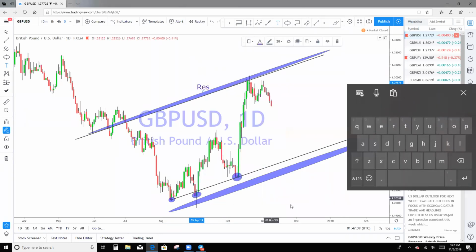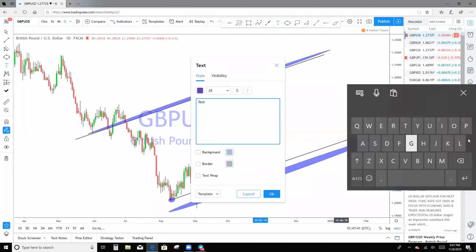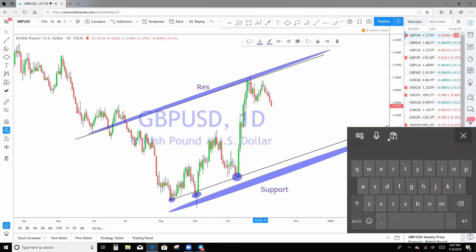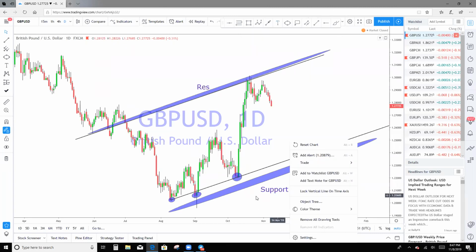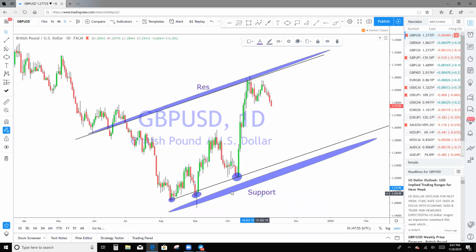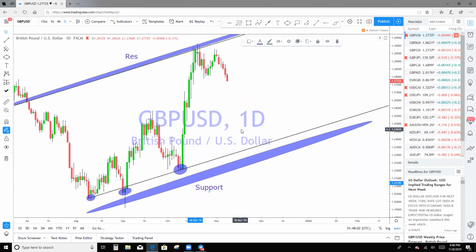Some of you guys may say this is my support line, which is fine. This is your support line, right? If you have to mark up your charts like this, this is all going to help you out. So we can clearly say this is our channel on the daily basis, but we have to take into consideration. This is where we have to think.